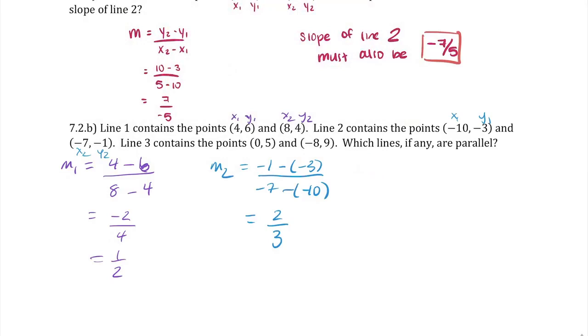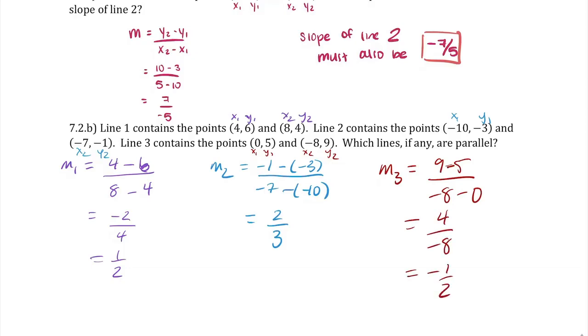Then for the third line, I'm just going to pick another color to keep it clear here. We're going to label this x1, y1, x2, y2. Slope 3. So we have 9 minus 5 over negative 8 minus 0. And that gives us 4 over negative 8, which reduces again to negative 1/2.